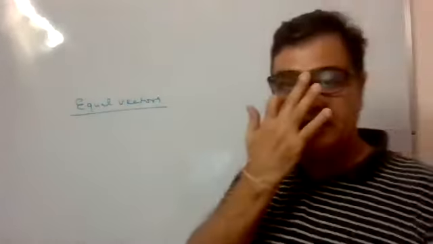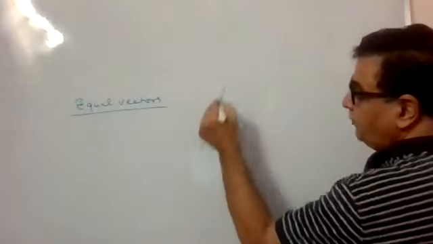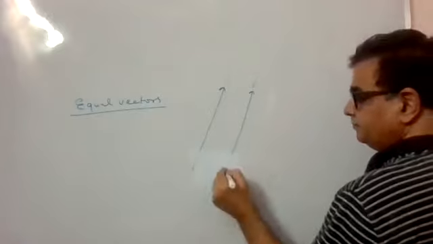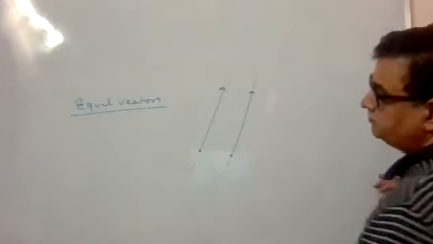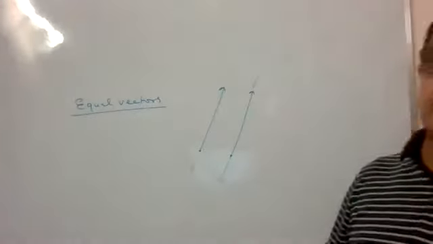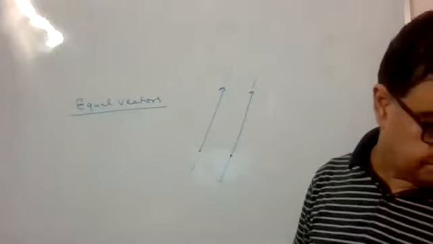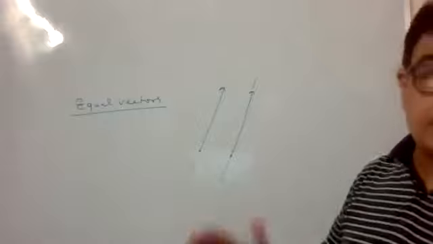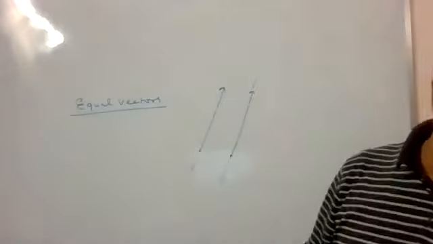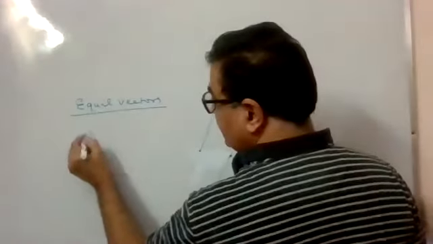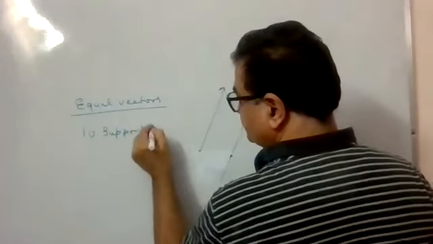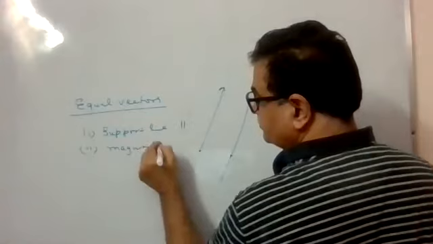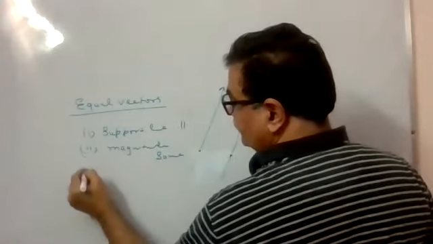Two vectors are said to be equal if their support lines are parallel, their magnitudes are the same, and their sense is also the same. So if they have the same length, it means the magnitudes of both are the same. Second, they should have the same parallel support line. And the same sense. All three things should be the same. First, I said support line parallel. Second, I told magnitude same. And third, same sense.